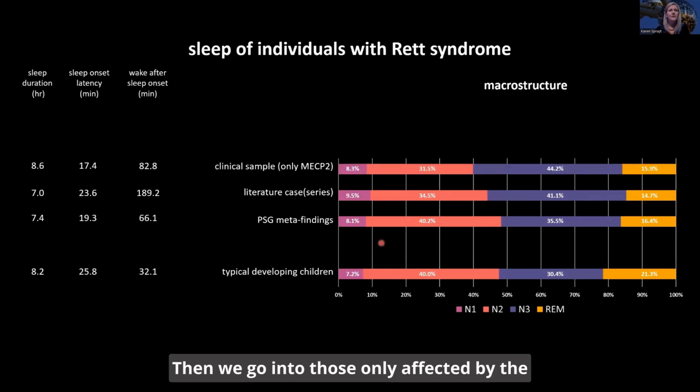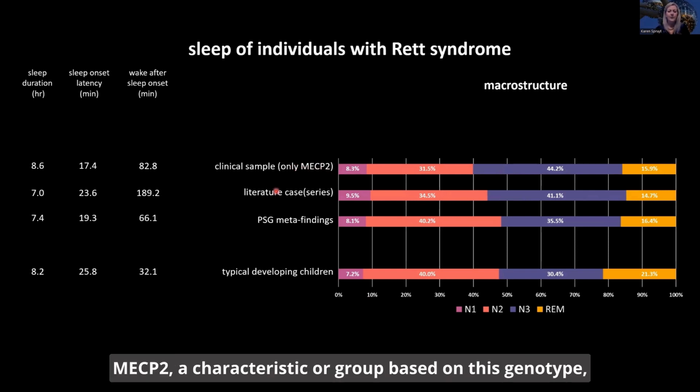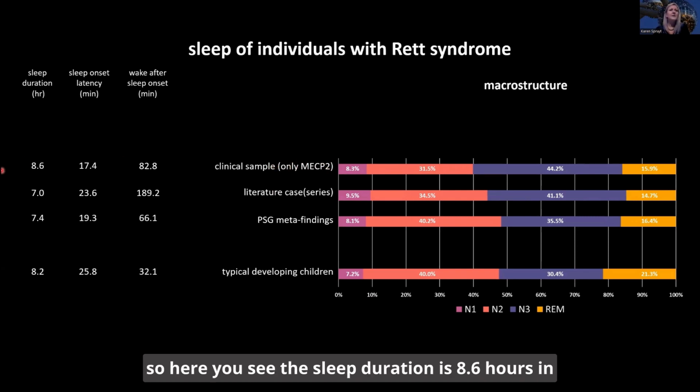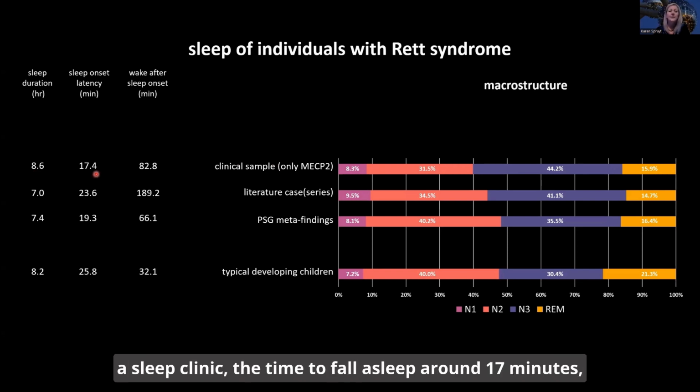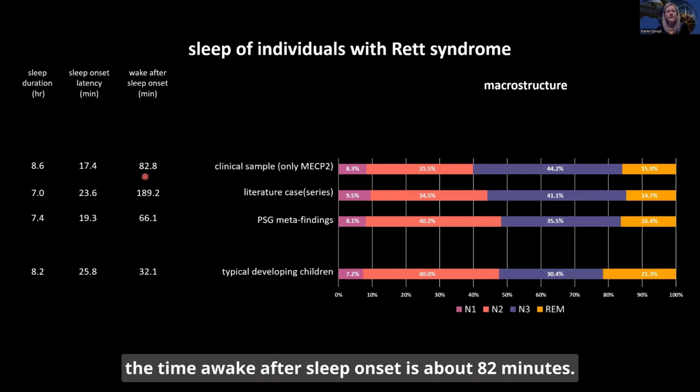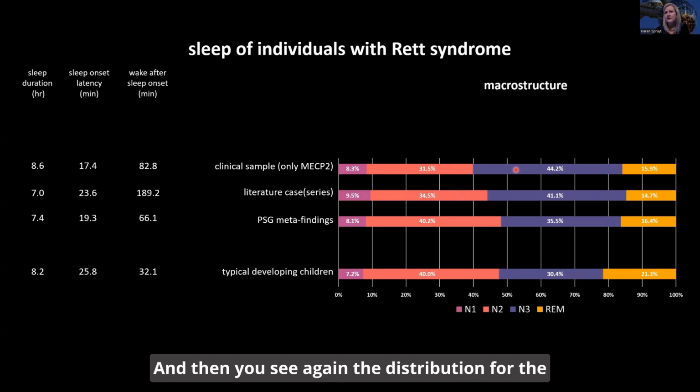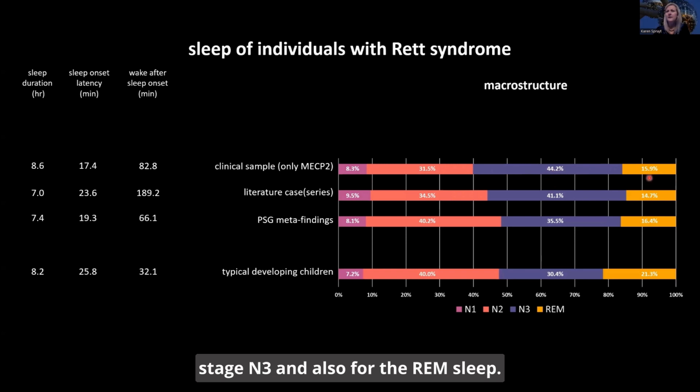Then we go into those only affected by the MECP2 characteristic, or group based on this genotype. So here you see the sleep duration is 8.6 hours in the sleep clinic, the time to fall asleep around 17 minutes, the wake after sleep onset about 82 minutes. And then you see again the distribution for the stage N3 and also for the REM sleep.